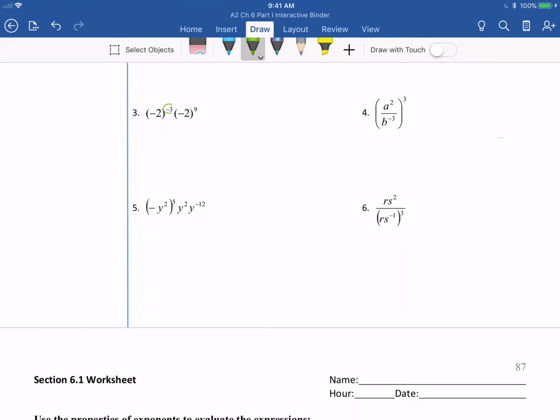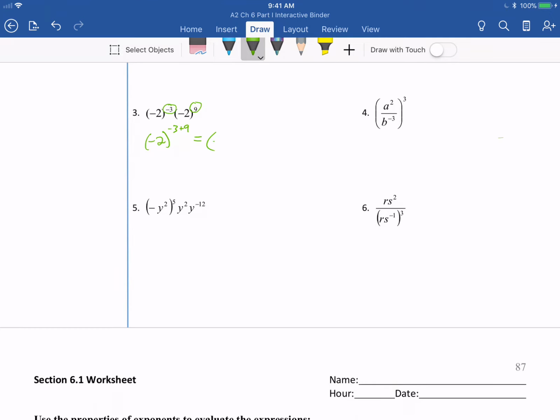We have the same base raised to different exponents, so I can add these together. So this is going to be negative 2 to the negative 3 plus 9, and negative 3 plus 9 is going to be negative 2 to the 6th power.